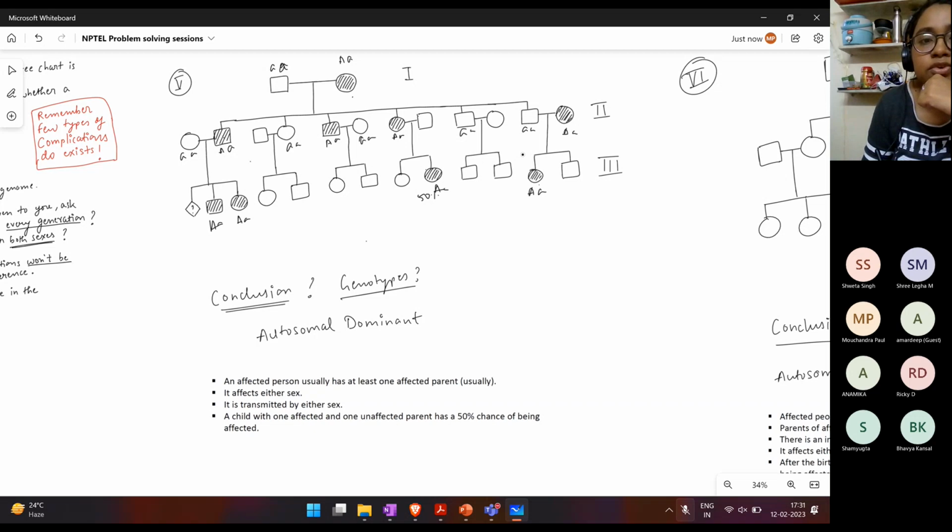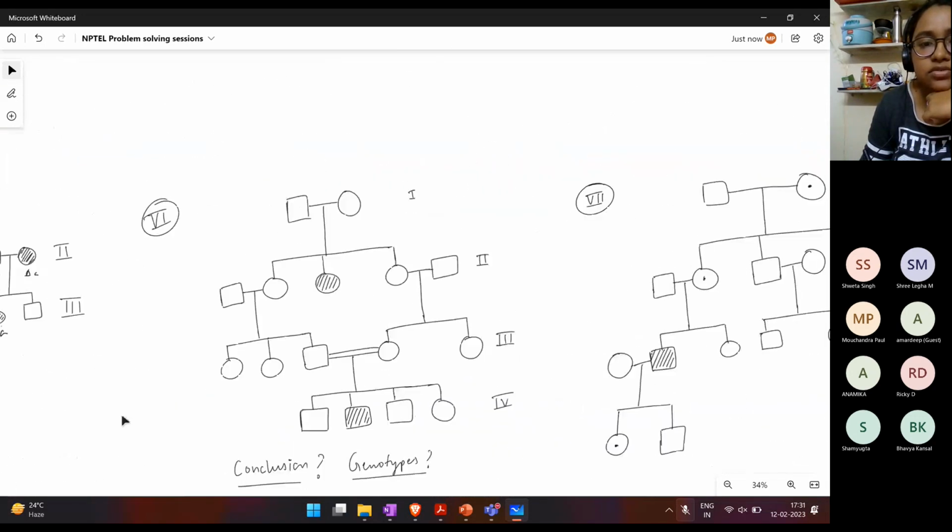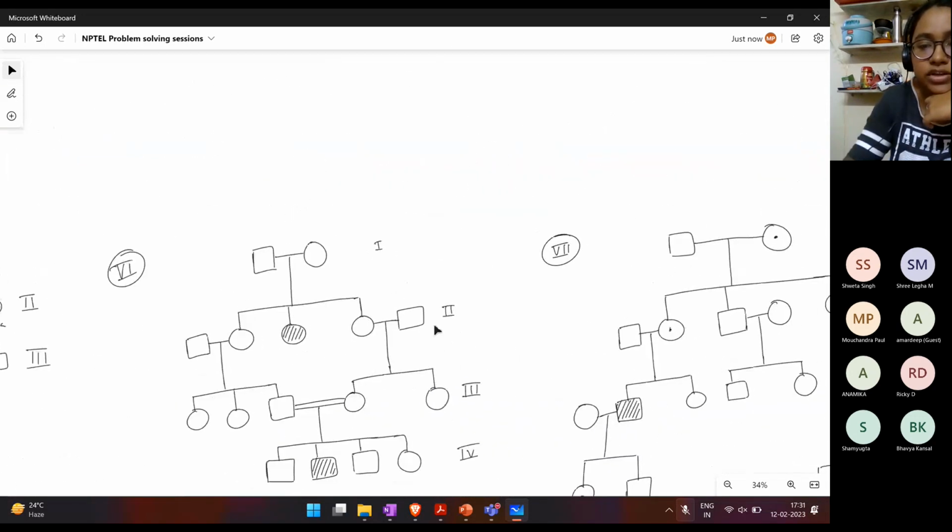If you don't recall this, do the Punnett's diagram and do all the combinations of the different alleles, like you were taught in class 12th. It is using that principle only that the genotypes are being assigned. Now let's look at another pedigree.